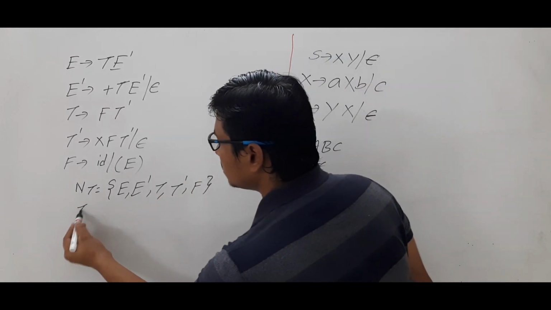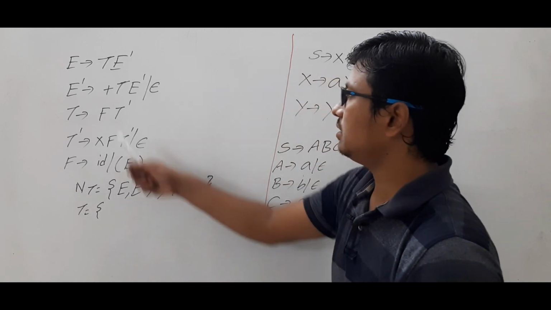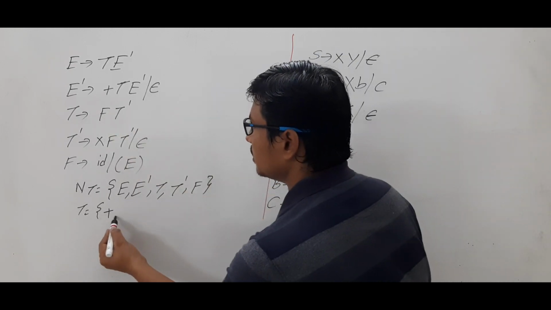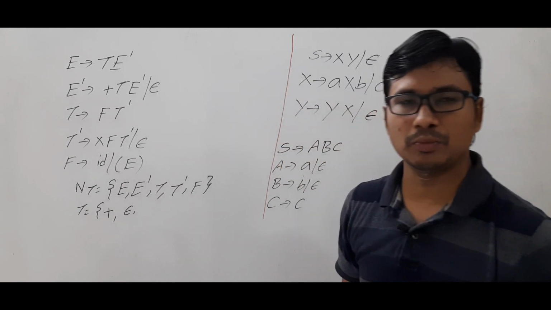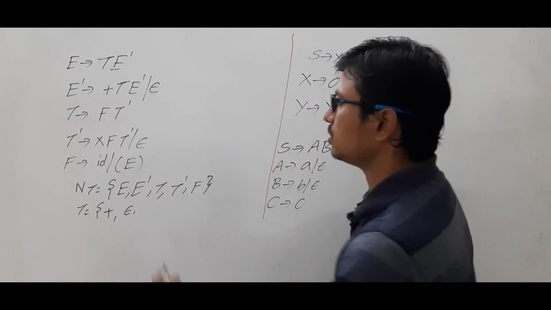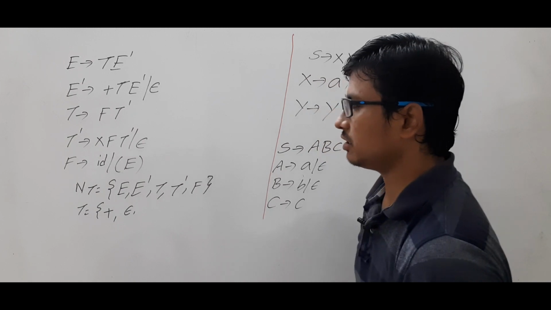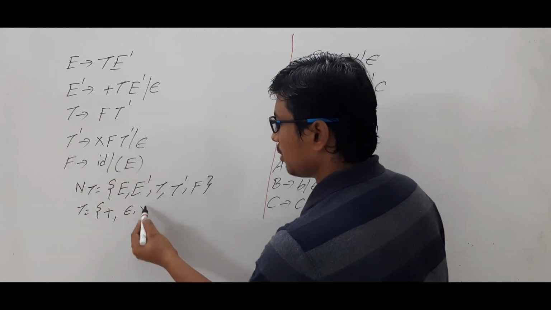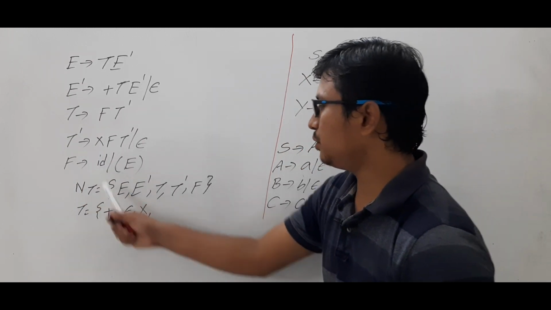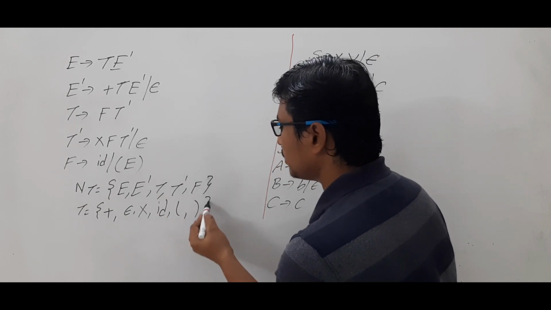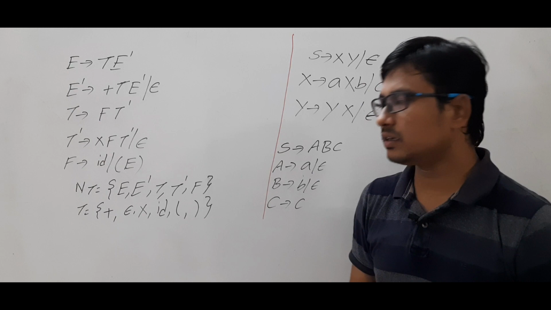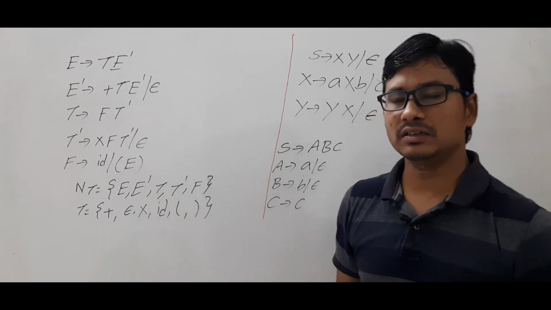Now what are the terminals? The terminals are plus. Epsilon, if we consider it or not, does not bother us, because its length is 0 and it does not have any terminals. Coming to this one, you have multiplication, ID, the open braces and the closed braces. So these are the non-terminals and the terminals.